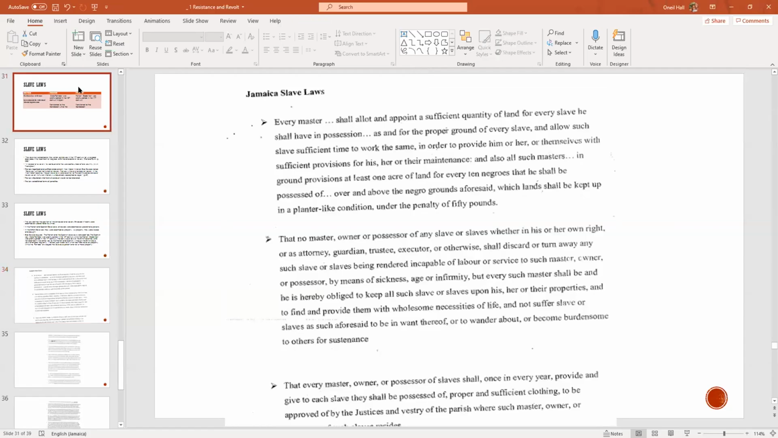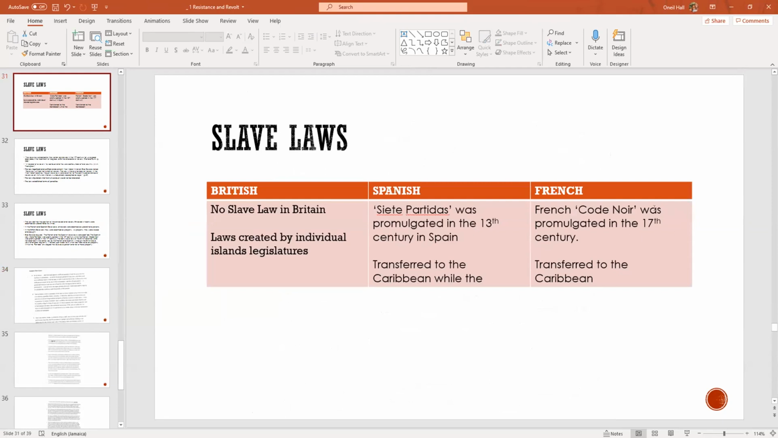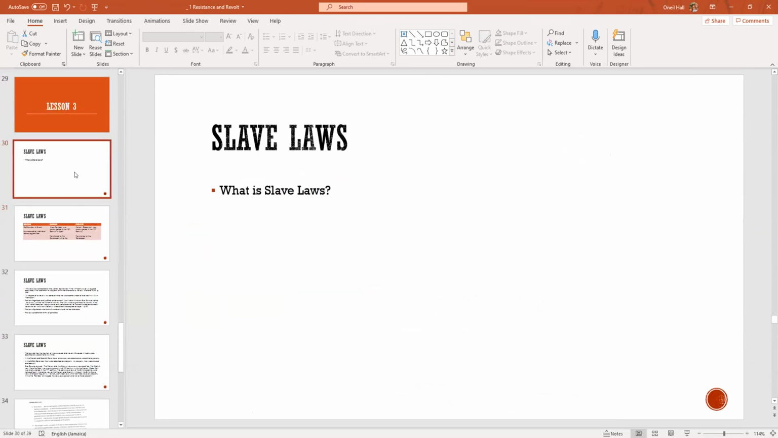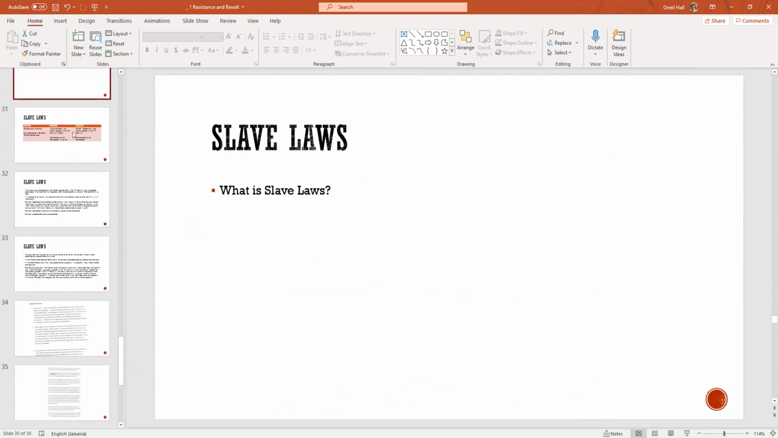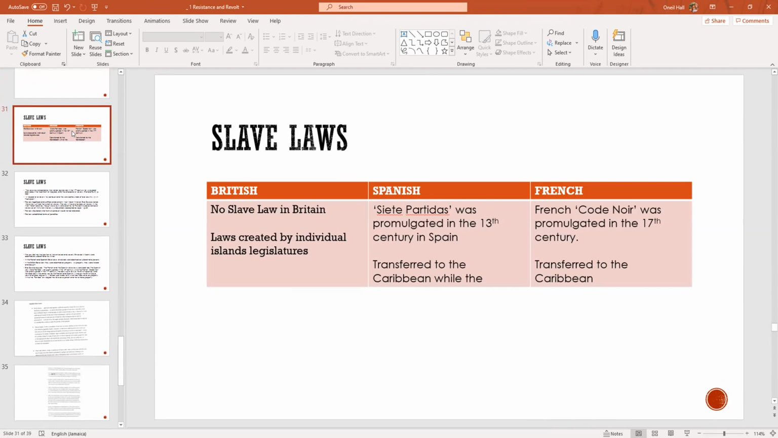I want you to create a table like this, where you're going to put British, Spanish, and French slave laws. And then you're going to complete the table. All right? So that is part of the work that I want you to do. Sir, when is this due? No, that is not something that is due. I'm not collecting it. That is something that you will have to do.